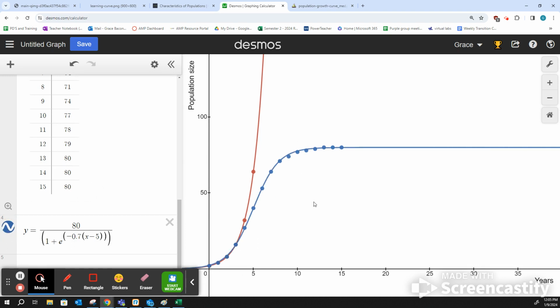And so if I was to fit a curve to this and see what the pattern would look like in the future, we're never going to get past this amount of 80. That's going to be the most that we can do. And so we call that our carrying capacity.